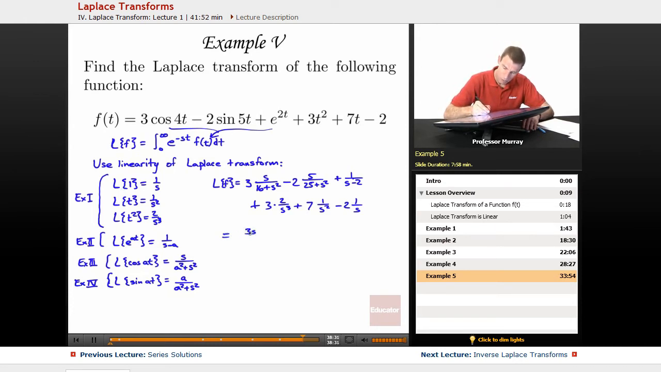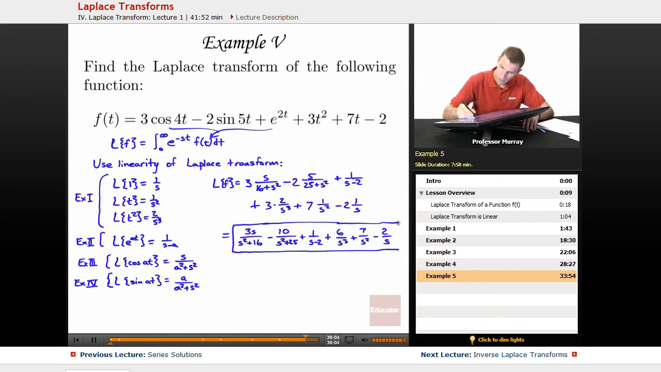That's 3s over s squared plus 16, minus 2 times 5 is 10 over s squared plus 25, plus 1 over s minus 2, plus 3 times 2 is 6 over s cubed, plus 7 over s squared, minus 2 over s. So that's my Laplace transform of this large, complicated function here.